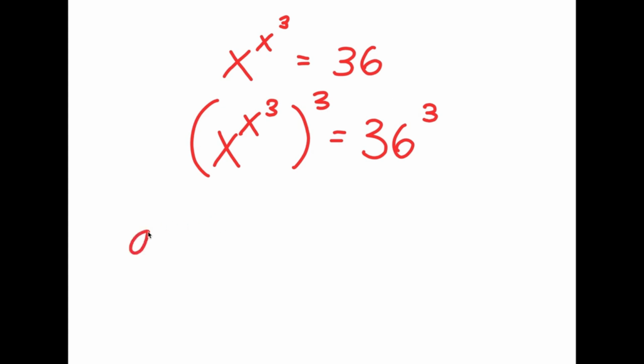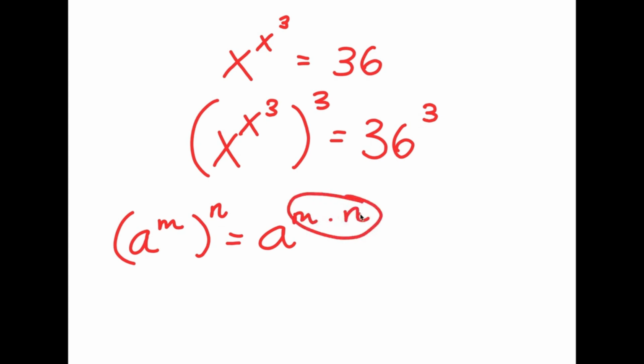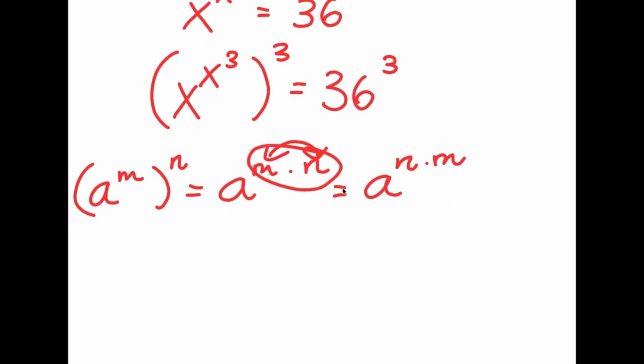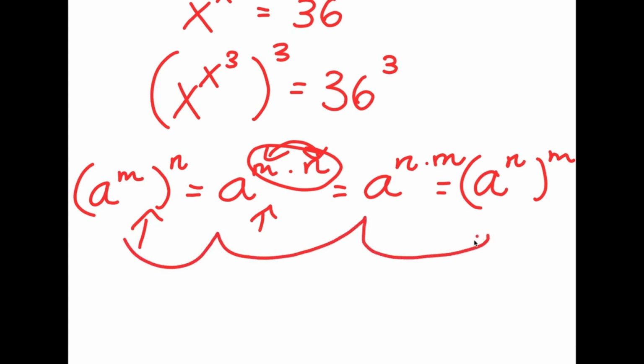Now, if I have something in the form a to the power of m to the power of n, this is equal to a to the power of m times n. And notice that for multiplication, I can switch the places of these two numbers. So this is the same thing as a to the power of n times m, right? Now, if I have a to the power of m times n, and this is equal to a to the power of m to the power of n, then a to the power of n times m, this should equal a to the power of n to the power of m. Meaning, all four of these are equal to each other.